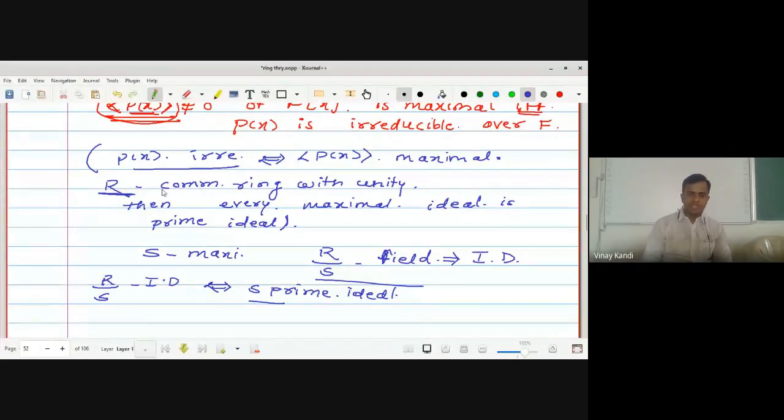If R is a commutative ring with unity, then every maximal ideal is a prime ideal. How? If S is maximal, then R by S is a field. If R by S is a field, then it is an integral domain. If it is an integral domain, then this ideal S is a prime ideal.